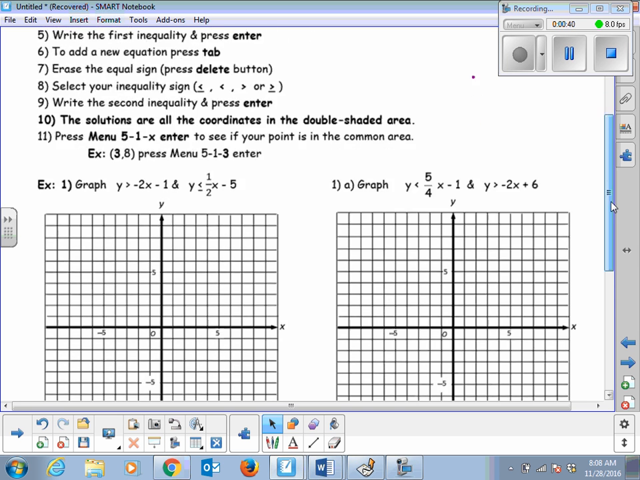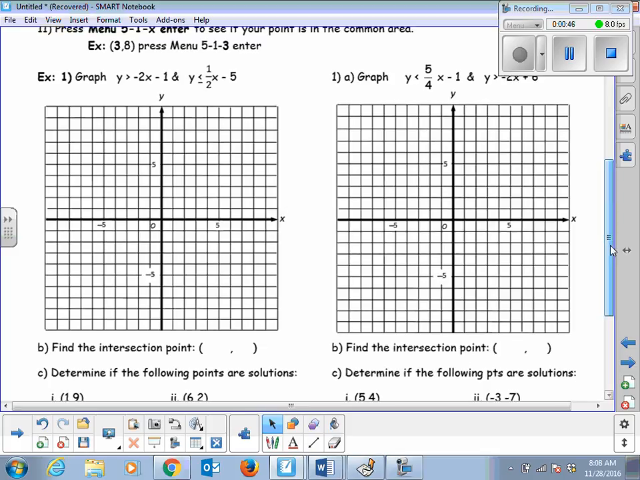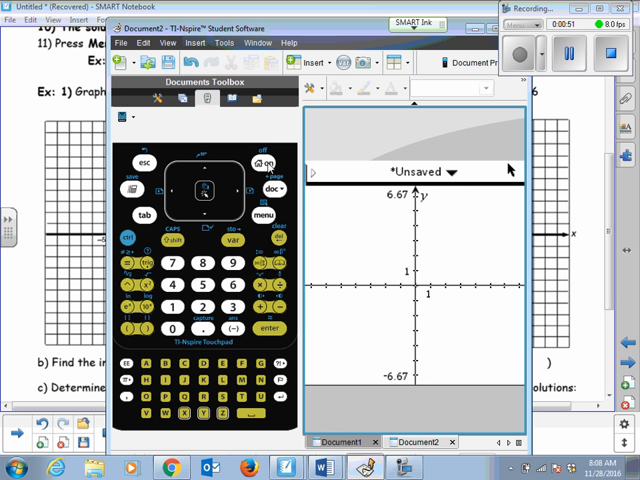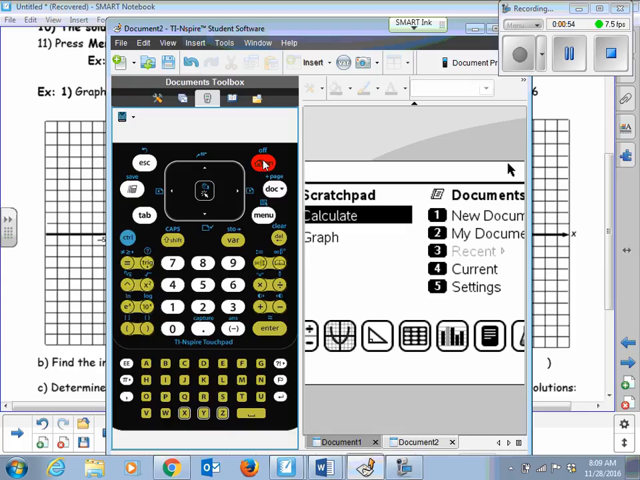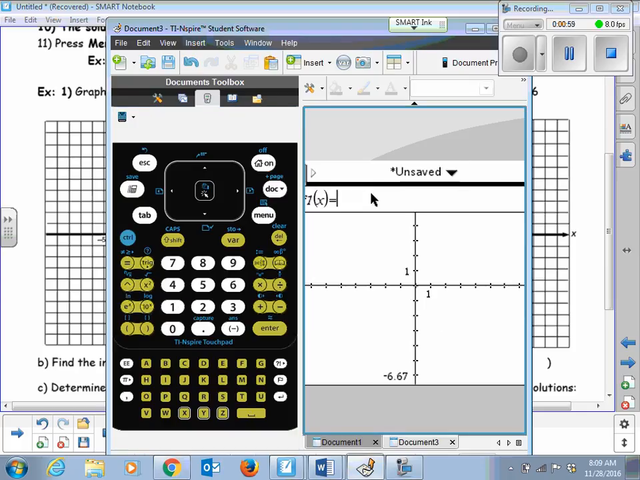Come down to example 1. And notice for all of these inequalities, y is by itself. So fortunately, we don't have to rearrange or do anything like that, but we do need to get these in our calculator. So get to your calculator. Remember, if you need to get a new one, go home, 1, no, and 2 for graphs.